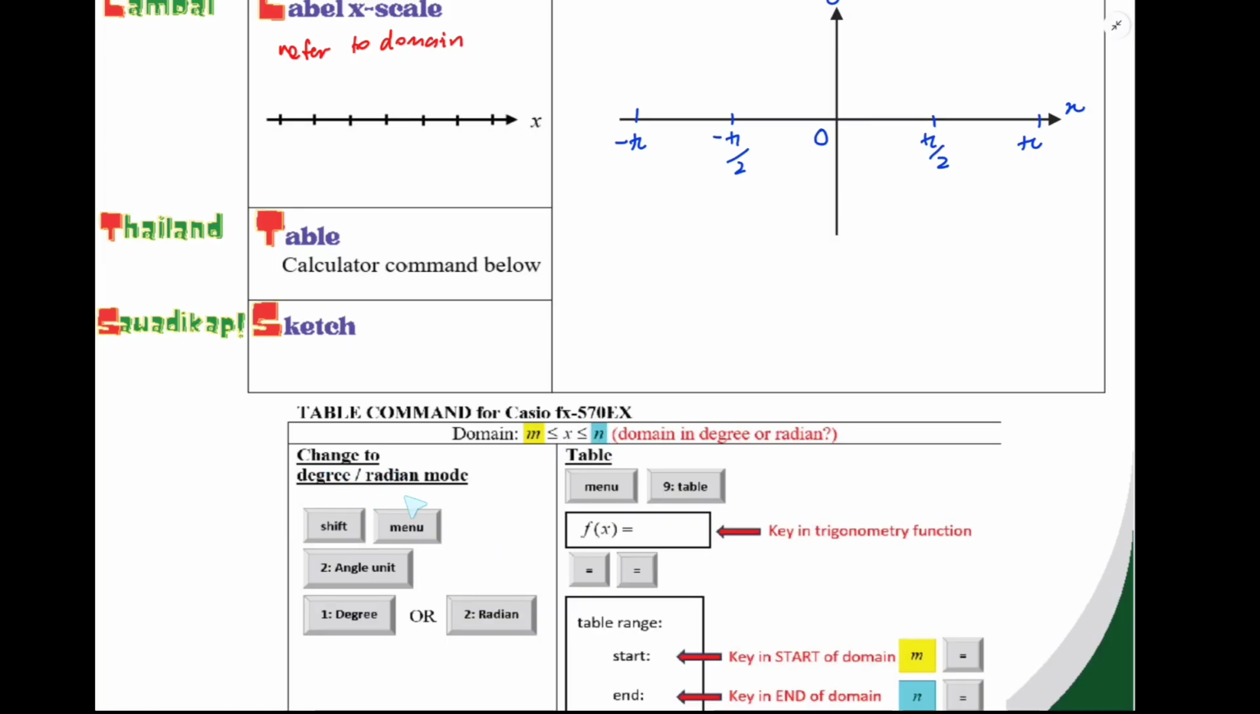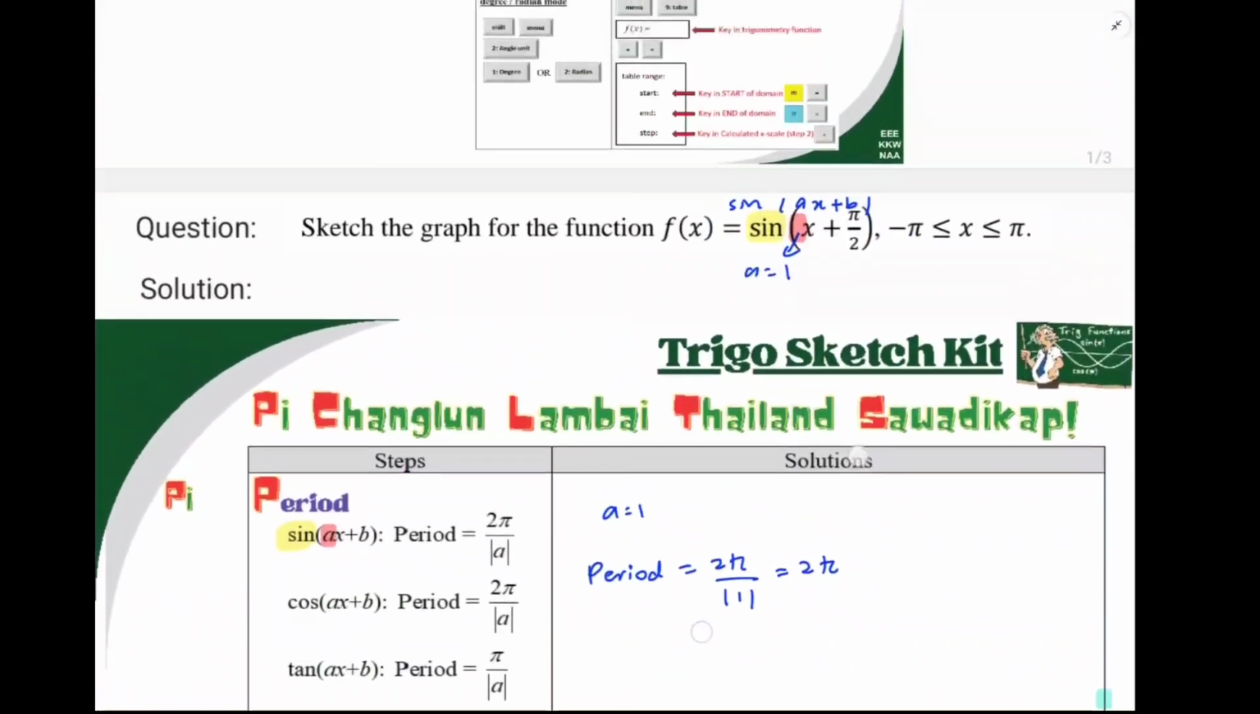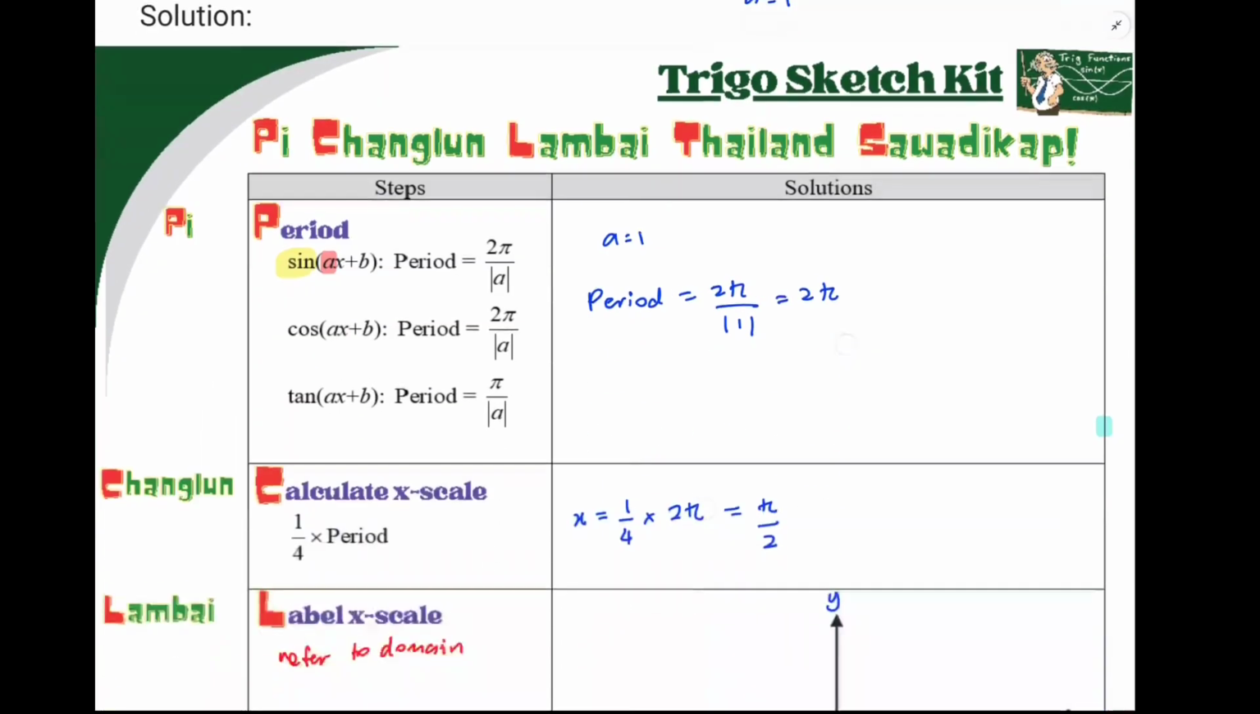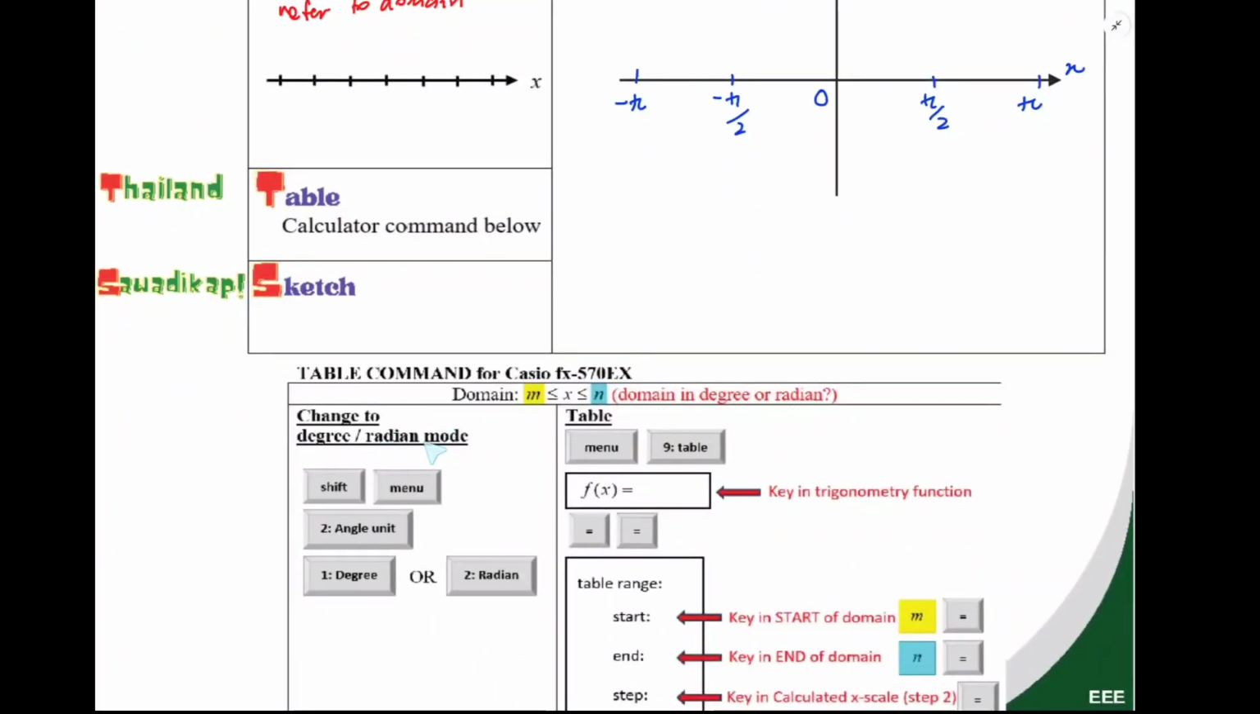First, change to the degree or radian mode. How do you know whether it's a degree or radian mode? Look at your domain. The domain in this question is negative pi to pi. So if it's negative pi to pi, that means it is in radian. So change your calculator mode to radian. How to change it? Just follow this step.